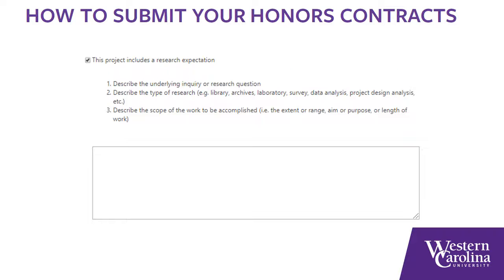For each one that you click, it will then open a dialog box. It'll have a text box for you to fill in, along with some simple instructions on how to fill out that particular one. So for this one, it's a research expectation. So you're going to describe the underlying inquiry or research question, the type of research, and the scope of the work to be accomplished. You'll have different prompts for each one of the different types of outcomes or deliverables.